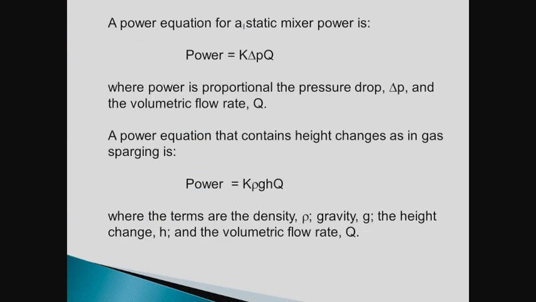Then you have the static mixer, pressure drop times volumetric flow rate, much like a pipeline. And again, you might want to determine this K factor. If I take a look at gas sparging operations, there's a pressure drop in gas sparging. First, there's a pressure drop across the sparge ring or sparge ladder or sparger times volumetric flow rate. So there's a power input right there. And then we have a power input due to the rise of the bubbles.